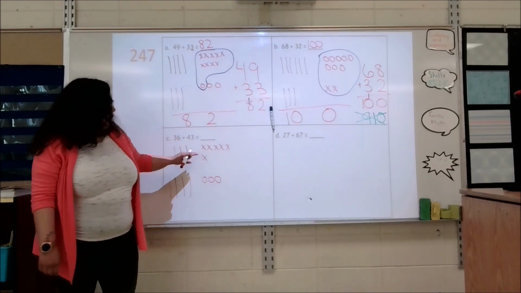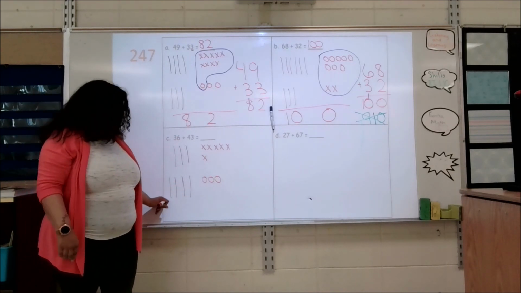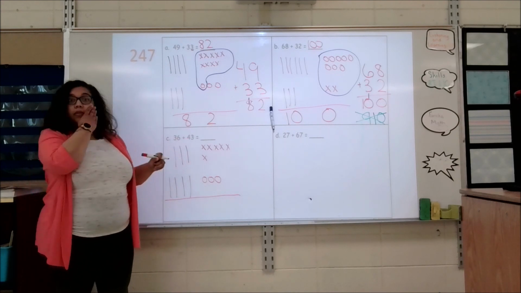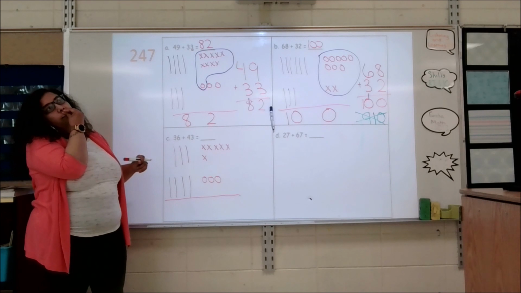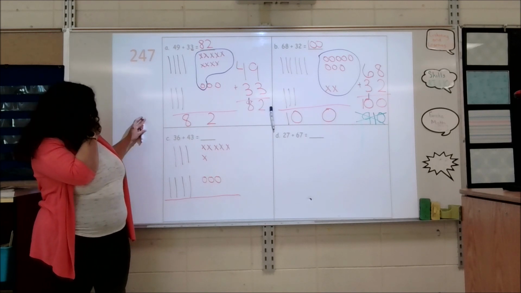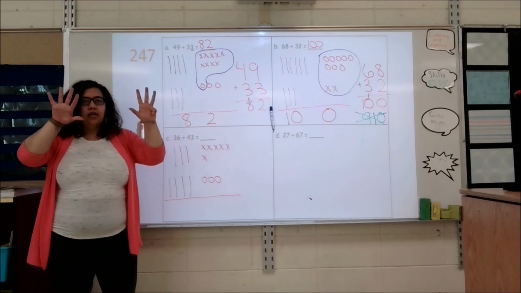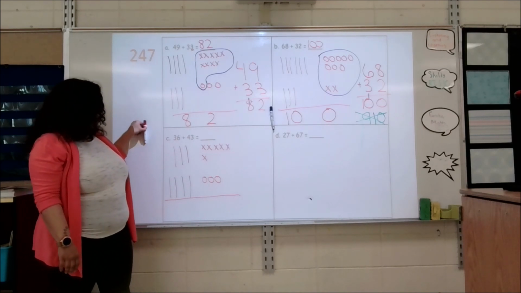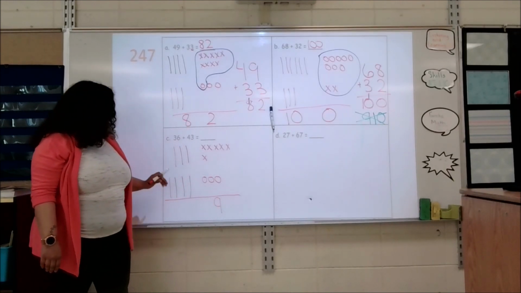Now, let's look at these ones. Do I have enough ones to create a group of 10? Will 6 ones and 3 ones complete a group of 10? No. 6 ones and 3 ones. Look, it's not full. It is 9 ones. This produces 9 ones. So then let's just count the tens.